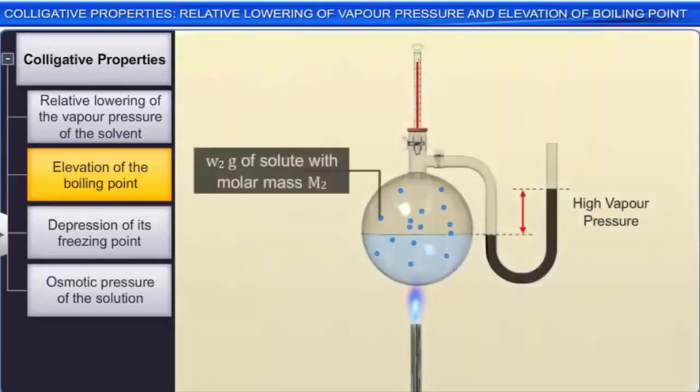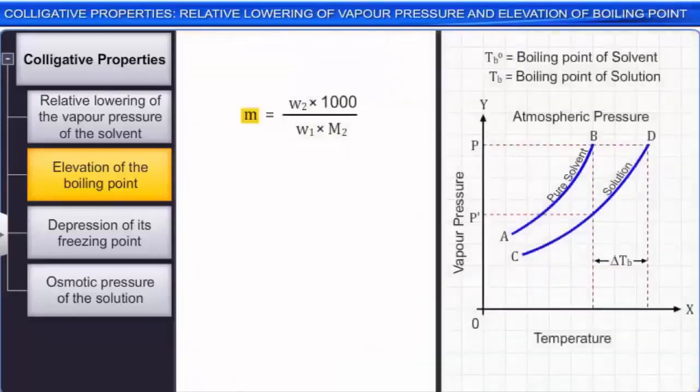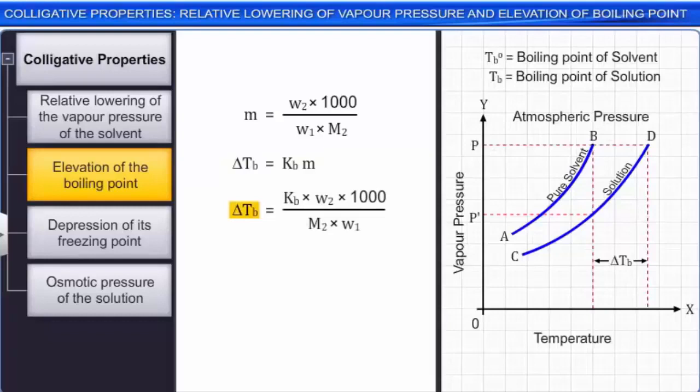If W2 grams of a solute with M2 molar mass is dissolved in W1 grams of a solvent, then molality m of the solution is given by W2 multiplied by 1000 divided by W1 multiplied by M2. Substituting this value of molality in the equation for elevation of boiling point, we get delta Tb is equal to Kb multiplied by W2 multiplied by 1000 divided by M2 multiplied by W1. Rearranging this equation, we get M2 is equal to Kb multiplied by W2 multiplied by 1000 divided by delta Tb multiplied by W1.